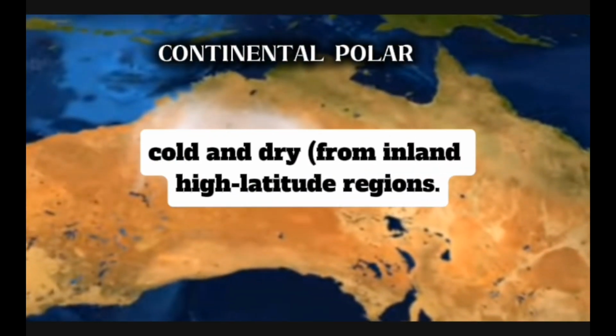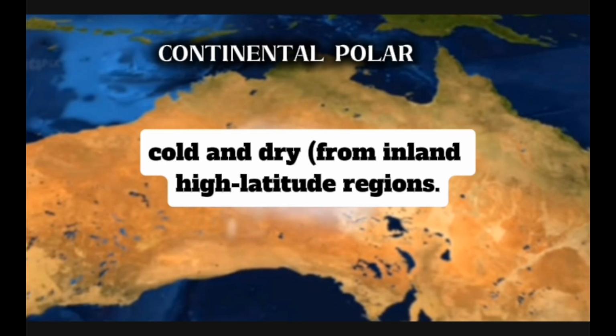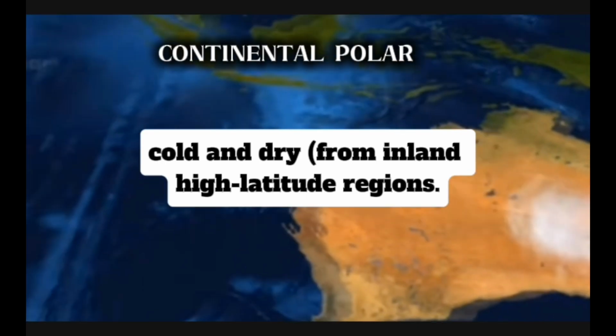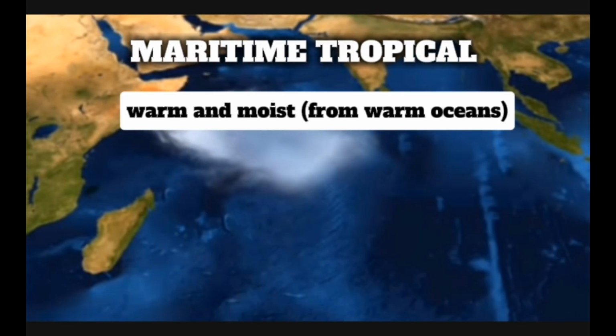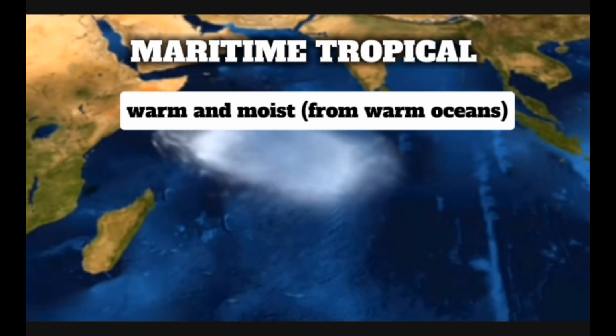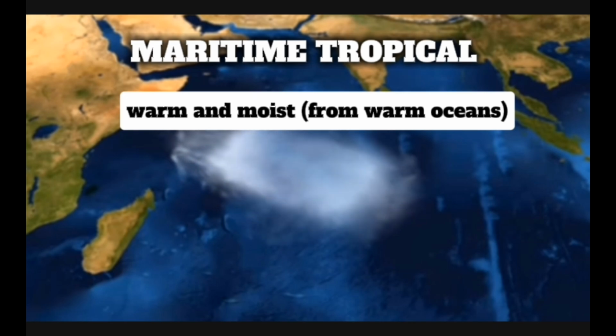What is continental polar? Continental polar is cold and dry air. It is from inland high latitude regions. On the other hand, maritime tropical is warm and moist air that is usually from warm oceans.